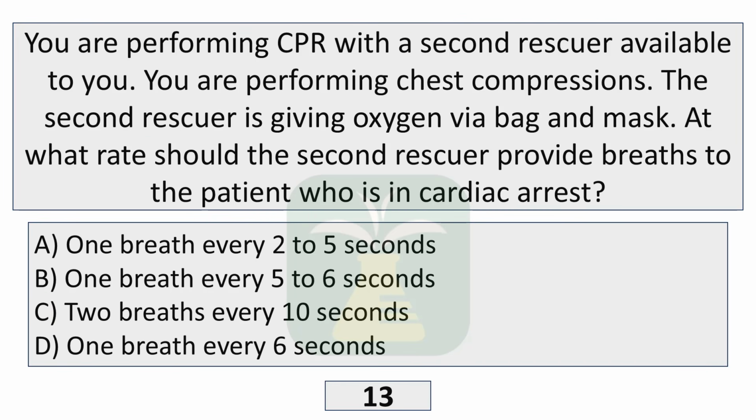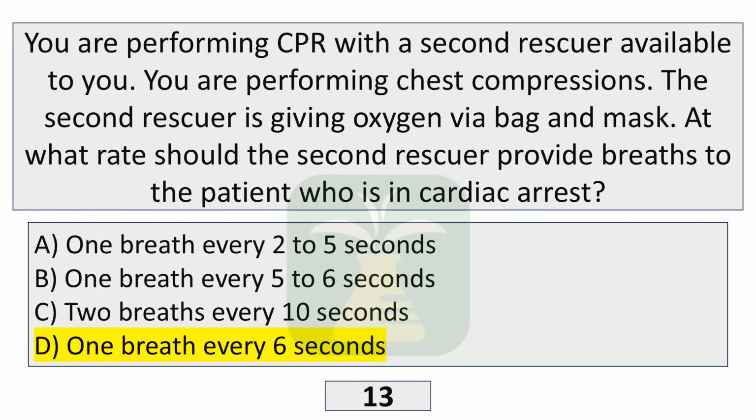You are performing CPR with a second rescuer available to you. You are performing chest compressions. The second rescuer is giving oxygen via bag and mask. At what rate should the second rescuer provide breaths to the patient who is in cardiac arrest? A. 1 breath every 2 to 5 seconds. B. 1 breath every 5 to 6 seconds. C. 2 breaths every 10 seconds. D. 1 breath every 6 seconds. Correct answer, D. 1 breath every 6 seconds.